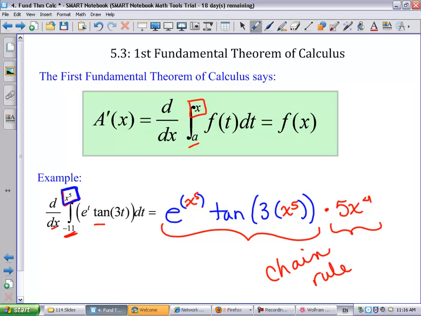So if you have something that's not just a plain x, you're doing the chain rule, you're replacing all of the t's with whatever that function is, but then following it with the derivative of the function.